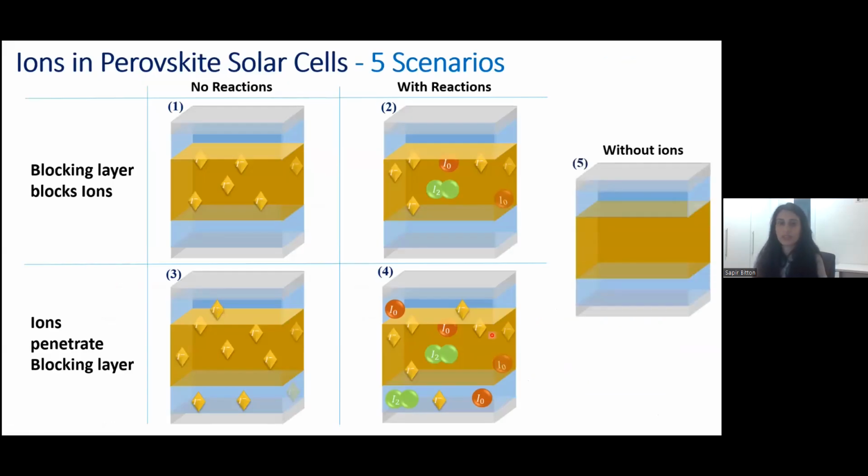To monitor the effects of the ions and the reactions on the solar cells, we simulated 5 scenarios where the blocking layers are also ion blocking layers, with and without the reactions, when the ions can penetrate to the blocking layers, also with and without the reactions, and as a reference, a solar cell without ions.